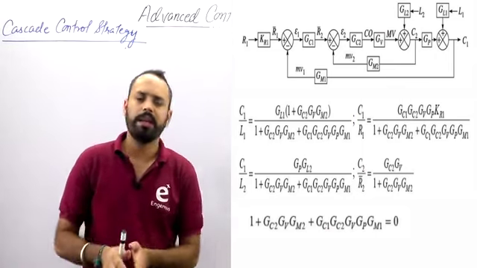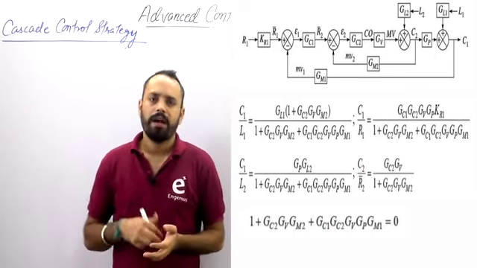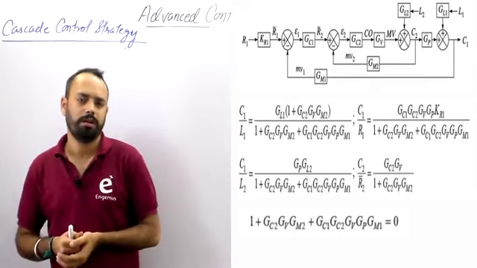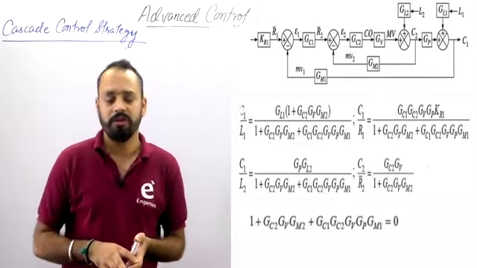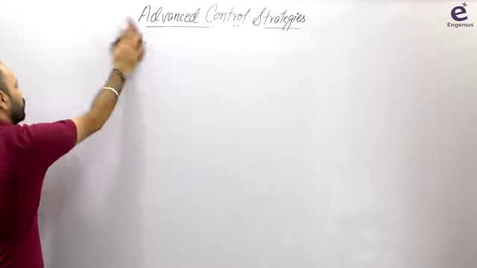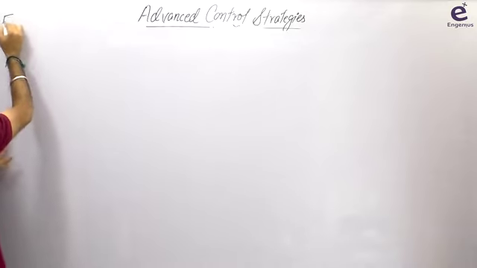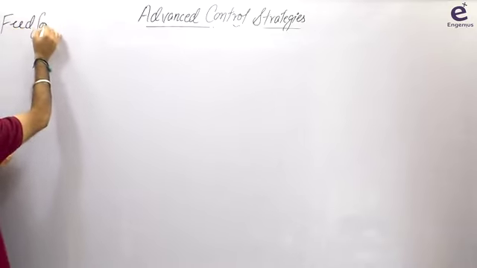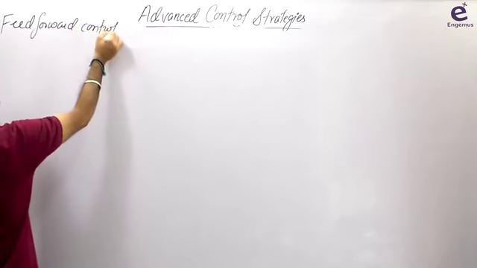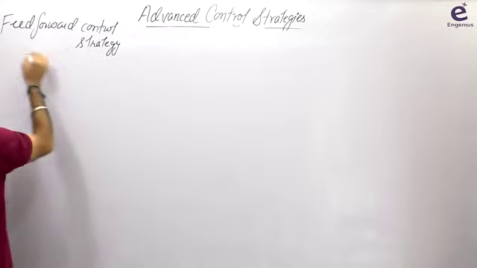So I hope everything about cascade control is now clear: why cascading is done, how cascading is done, what is cascade and how it is different from the conventional feedback control. The second advanced control strategy is called the feed forward control strategy. Put the heading feed forward control strategy. So again, like the previous one, we are going to write a few points.